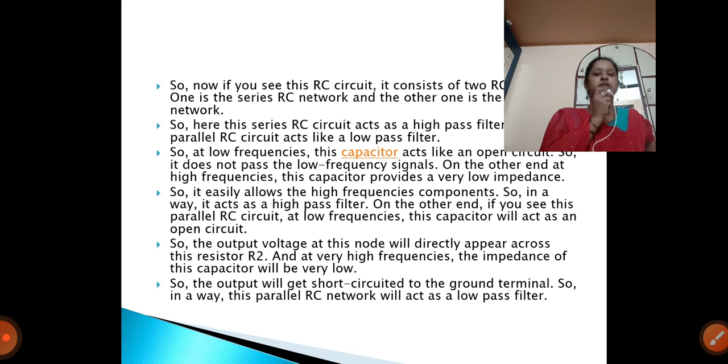It is an open circuit. So the output voltage in the series is a high pass filter. In the parallel, it is a low pass filter. Keep it in your mind.